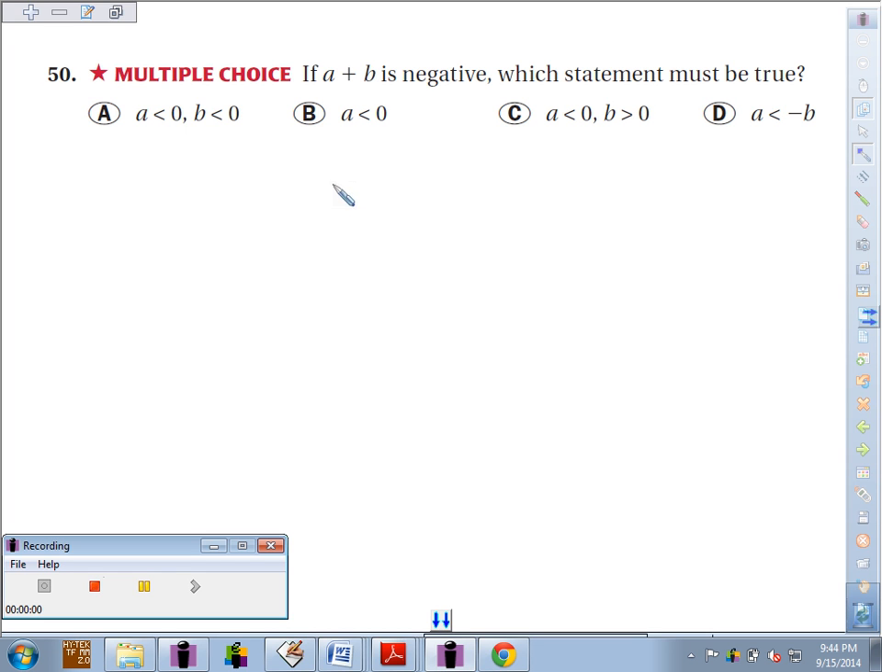50 is a multiple choice question. If a plus b is negative, so the hypothesis is if a plus b is negative, we have to come up with the sum of two numbers is negative. So I'm just going to give some examples.